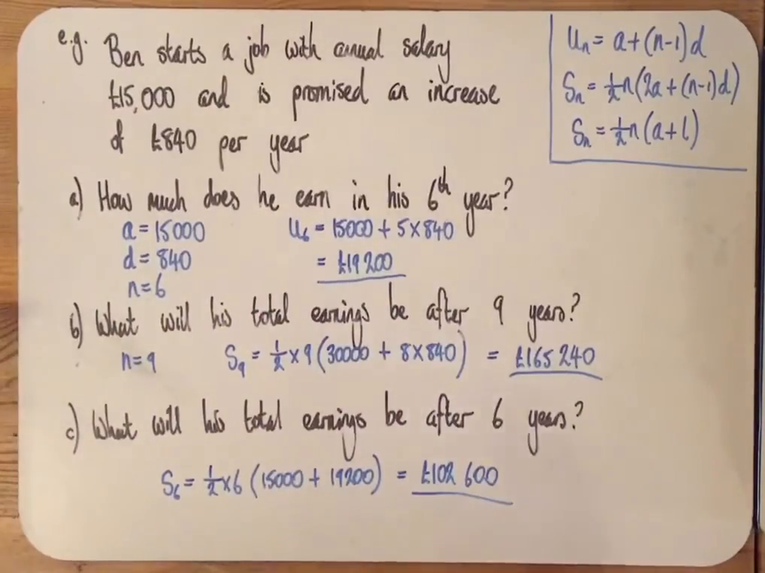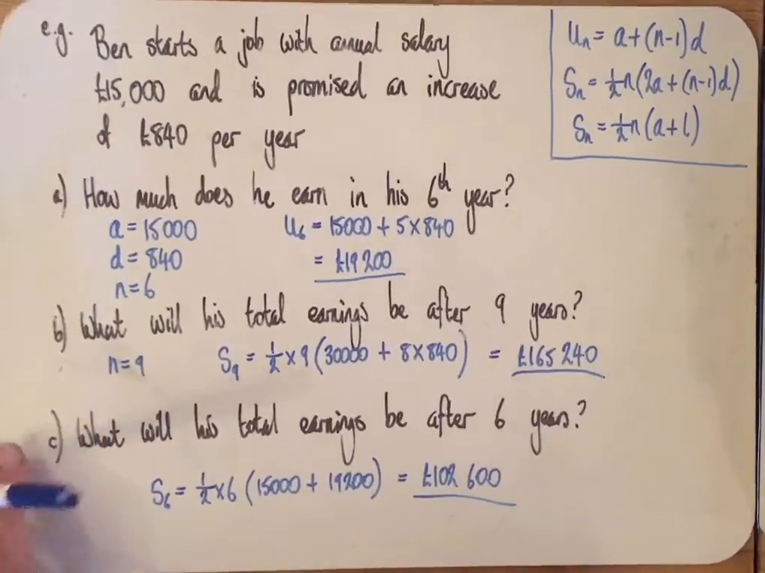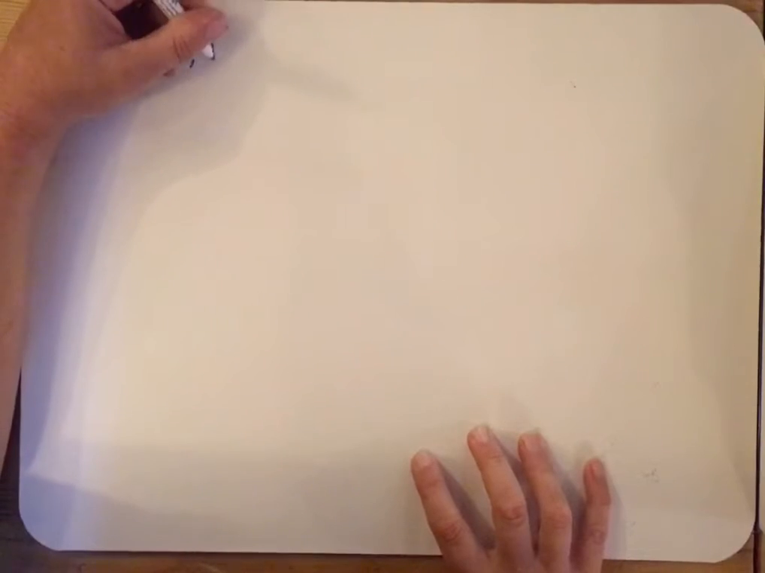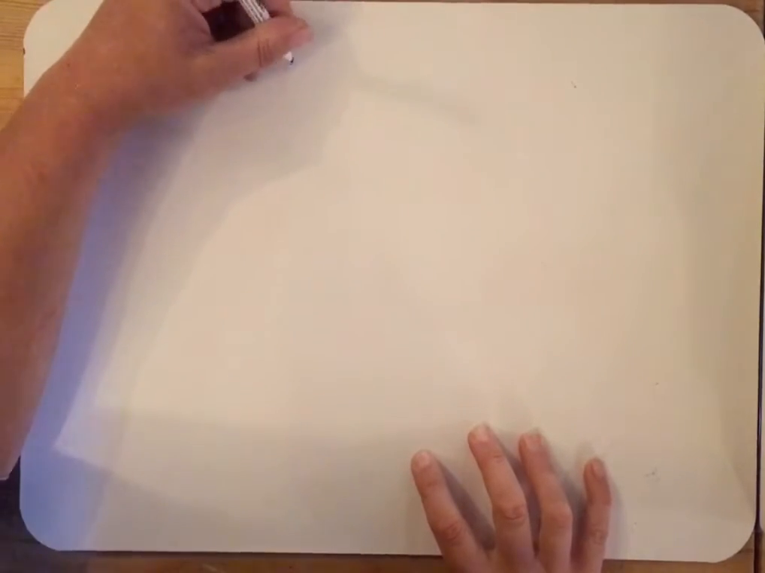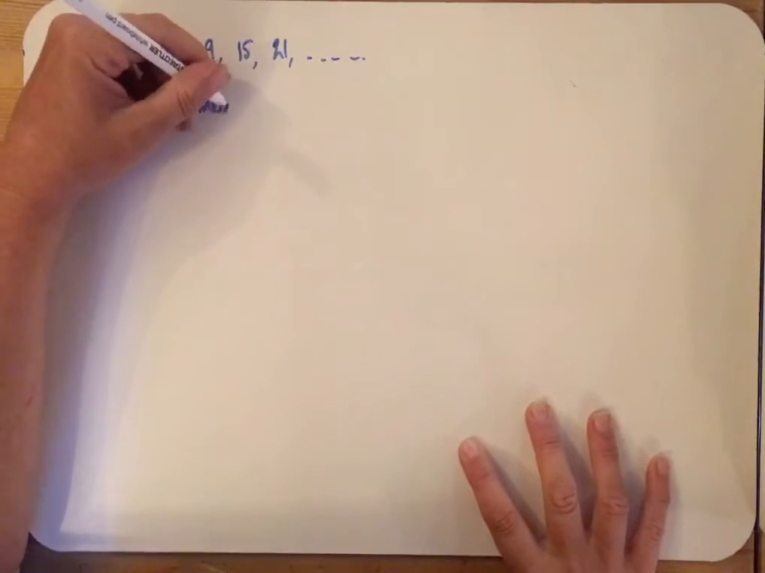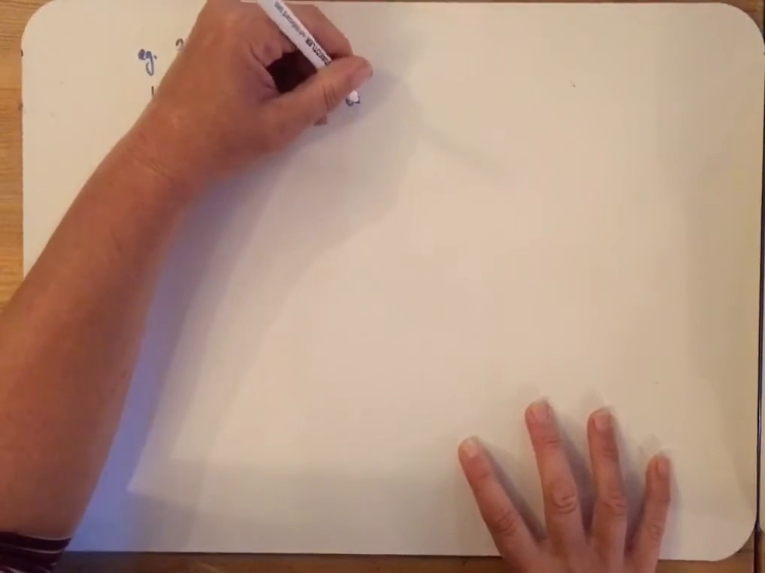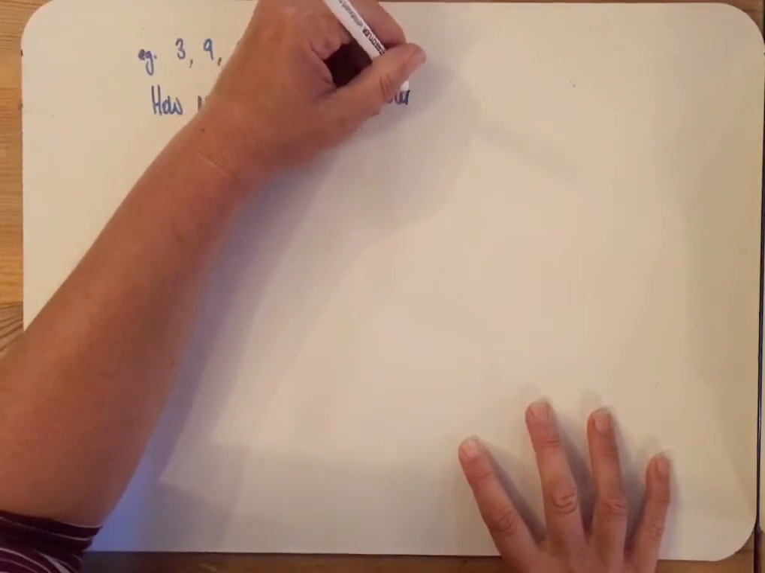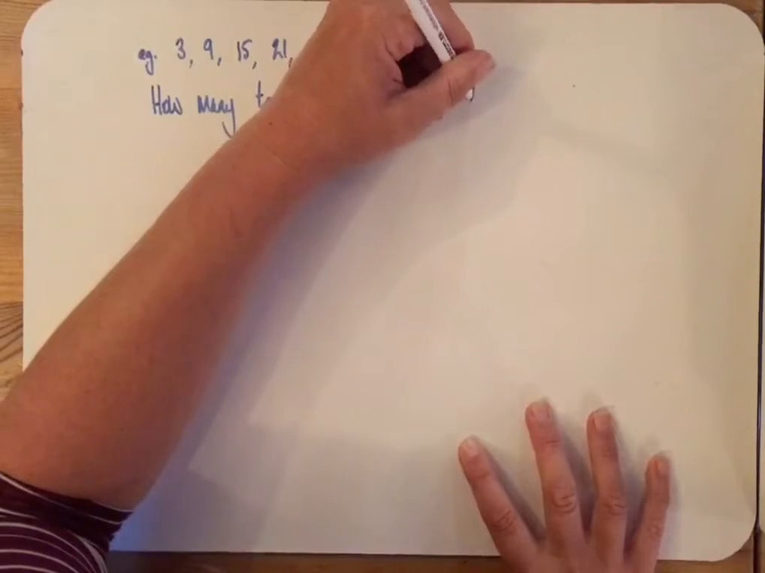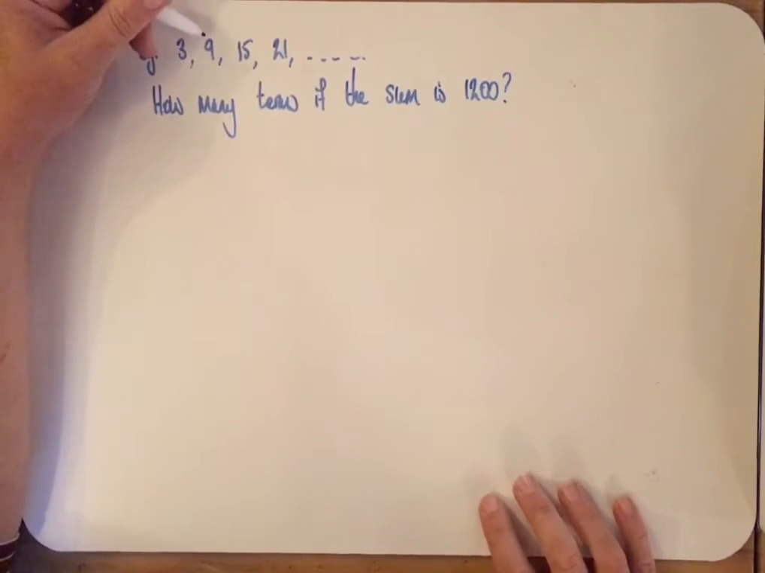So that's just quite a straightforward example really, and I think this is useful. So let's do one more. So another arithmetic sequence, and we want to know how many terms if the sum of the sequence is 1,200. So similarly, you have to ascertain it as an arithmetic sequence.